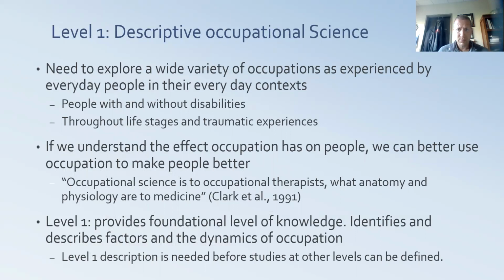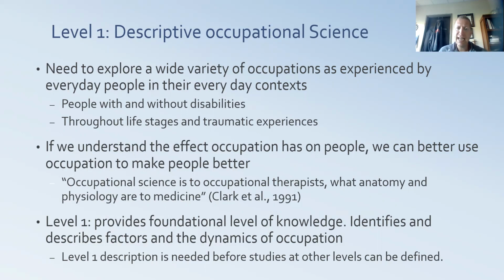So level 1 is descriptive occupational science. And so again, it's just a need to explore a wide variety of occupations as experienced by everyday people in their everyday contexts. This could be people with or without disabilities. It's just, what is occupation? We're trying to describe what occupation is. We're trying to describe that everyday lived experience by certain people who engage in that occupation. What are the contexts of an occupation? So we're really just trying to define different areas of occupation.